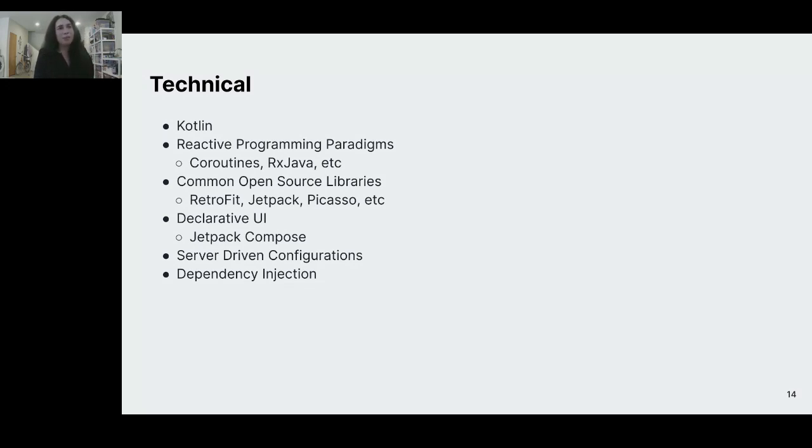Common open source libraries. This is your arsenal of tools. These are the tools that you should be able to use in response whenever you're building something. Retrofit, Jetpack, Picasso, Coil, Dagger, all of these are open source. All of these are being developed in the open. You should at least have a basic understanding of what they are and what they do, even if you don't use them.